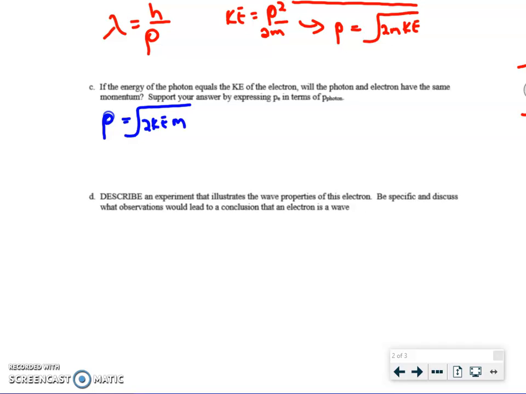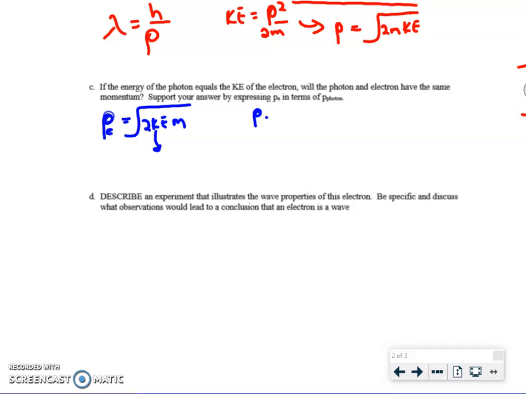So all I'm going to do is substitute out the kinetic energy of the electron for the same value for the energy of the photon. So we just need an equation for the energy of the photon as it relates to its momentum. So this is the electron right there.